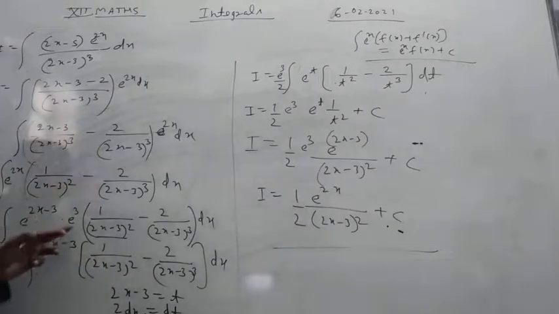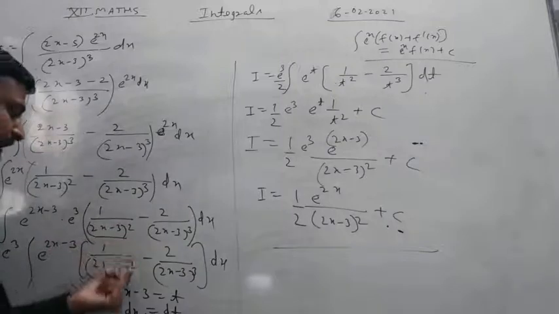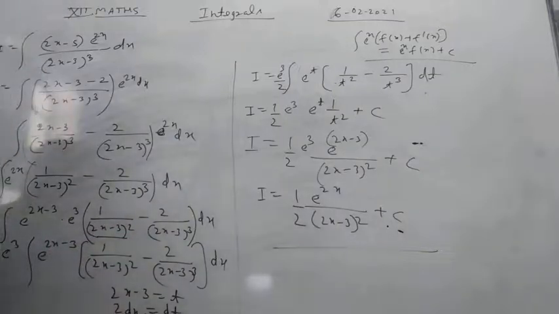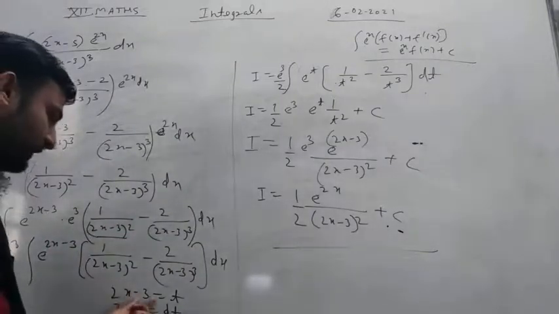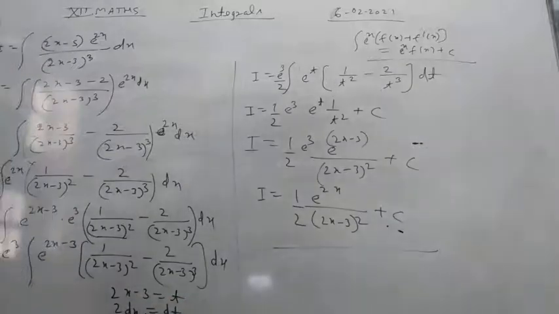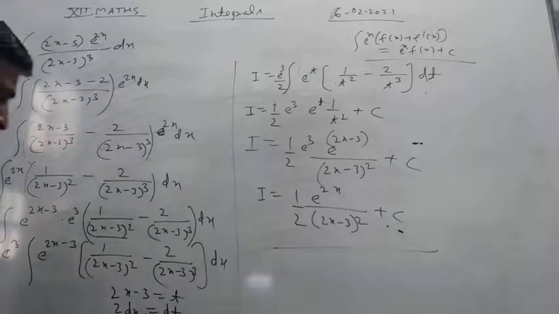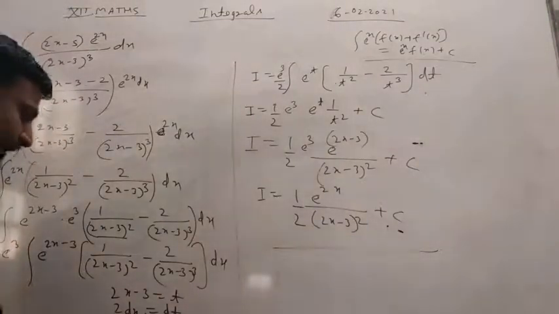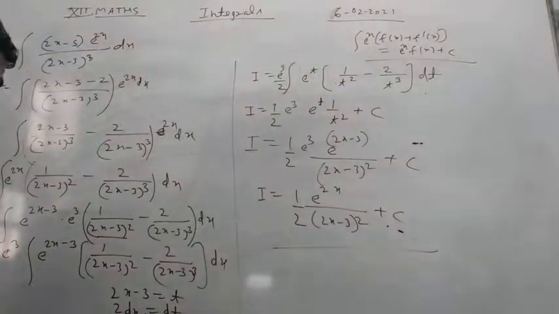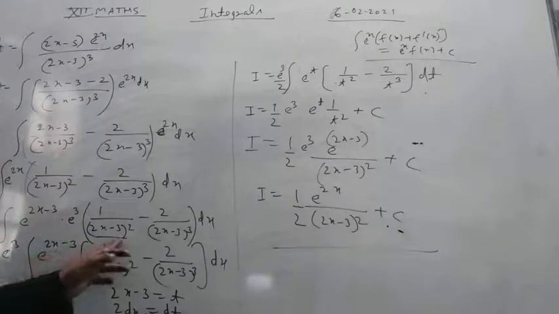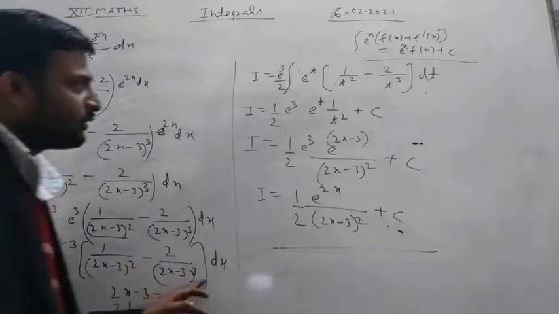Now students, we see e to the power cube, and this part and this are the same. Now we see that our 2x minus 3 is equal to t here. So when we differentiate this, we get 2 dx is equal to dt, so dx is 1 by 2 dt. So we can replace this and we write e to the power 3 by 2 and e to the power t, and here 1 by t square minus 2 by t cube dt.